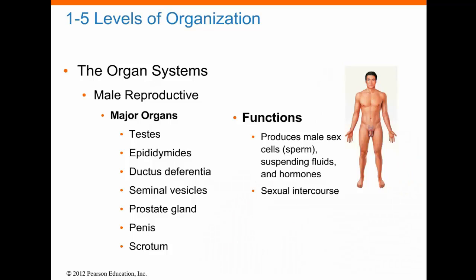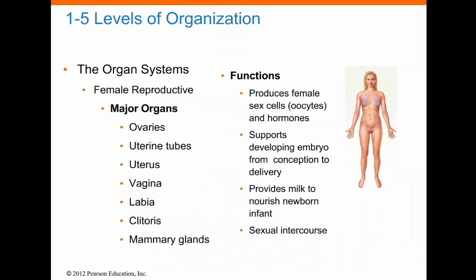The female organs of the reproductive system, we've got the ovaries, the uterine tubes, the uterus, the vagina, the labia, the clitoris, and the mammary glands. The functions are to produce female sex cells called oocytes and hormones, to support the development of a fertilized embryo from conception to delivery, to provide milk to nourish the newborn infant, and to be involved in sexual intercourse.